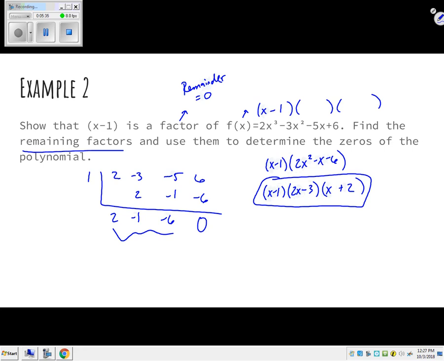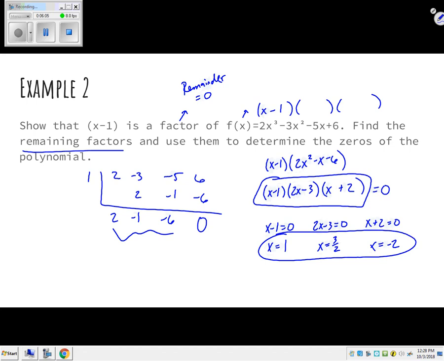I want to use them to determine the zeros. So the zeros are going to be what makes the remainder 0, what makes the whole thing equal to 0. And so I just take each one of these factors, set them equal to 0 and solve. On this one, I'm adding 3, dividing by 2, to get my remaining zeros.